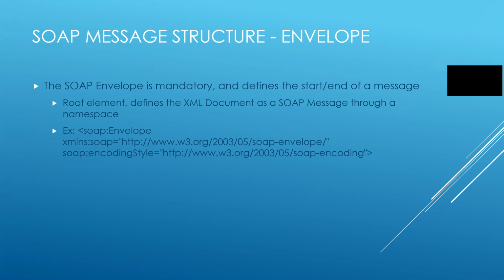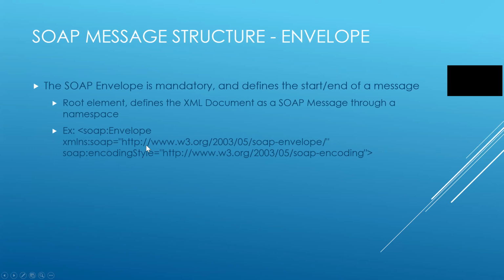The first item of the SOAP message is an envelope. The envelope is mandatory, and the most important part of it is, as the document is XML based, it defines this XML document as SOAP. This is done through a namespace. As you can see in my example here, SOAP envelope is what defines the envelope and what defines this as SOAP.